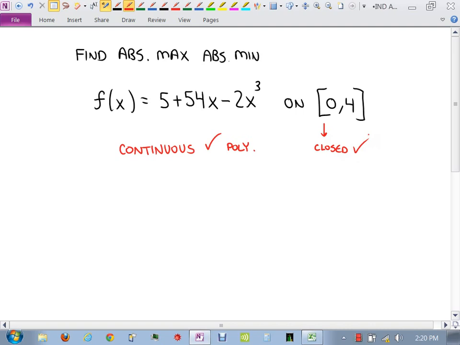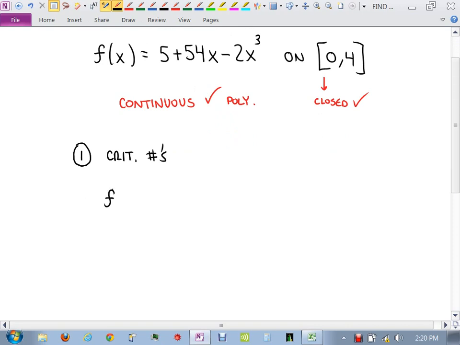I never gave you the name of it. We just call this the closed interval method. But those are the conditions we need. We have to have a continuous function on a closed interval. Now, first step. I need to figure out where the critical numbers are. So to find my critical numbers, what I'm going to do is take the derivative first. So what is the derivative of f?